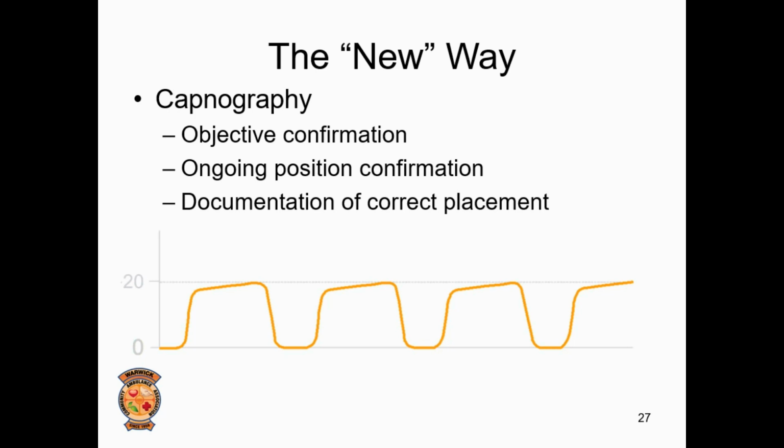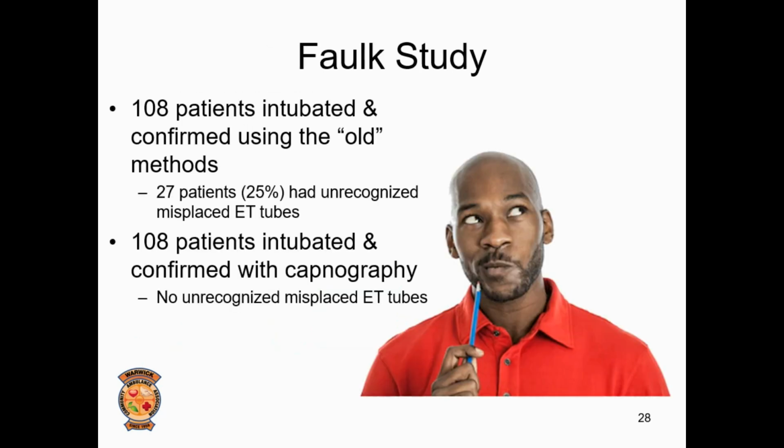The Falk study looked at 216 patients. 108 of them were intubated and confirmed using the old methods. Of those 108, 27, or about 25%, had unrecognized misplaced ET tubes, whether they were in the hypopharynx or in the esophagus. The other 108 were intubated and confirmed with capnography, and they had absolutely zero unrecognized misplaced ET tubes.